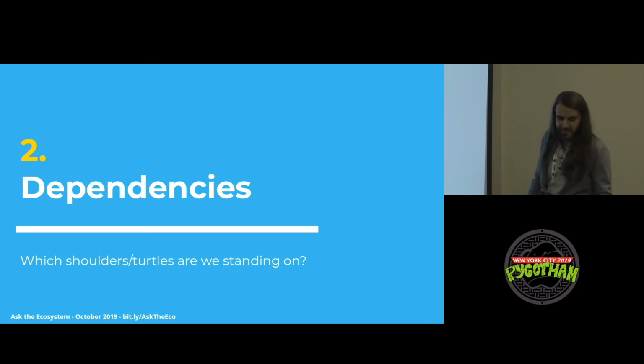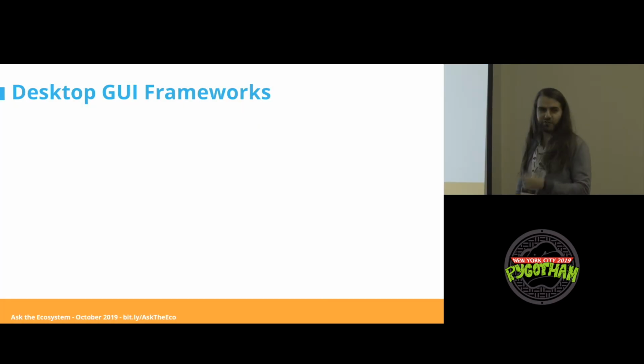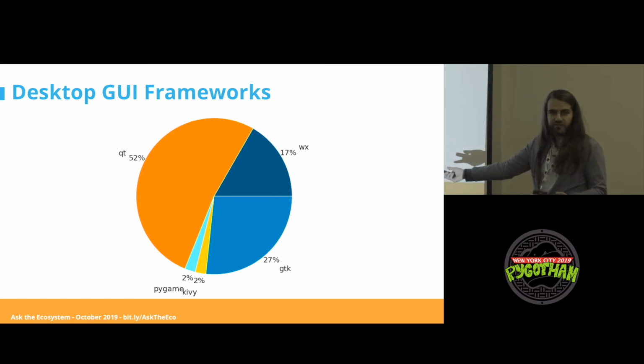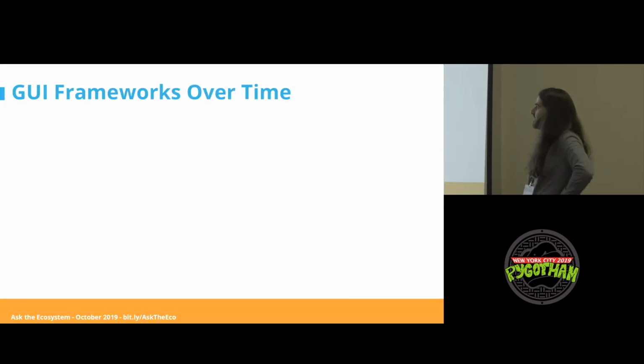All right, let's start digging into libraries again. What shoulders are we building on here? So desktop applications, very popular in Python. What do they use these days? Qt. About half of the applications that are GUI applications in Python use Qt. A little over a quarter are with GTK. Then we got WX, Pygame, Kivy taking up the rest.